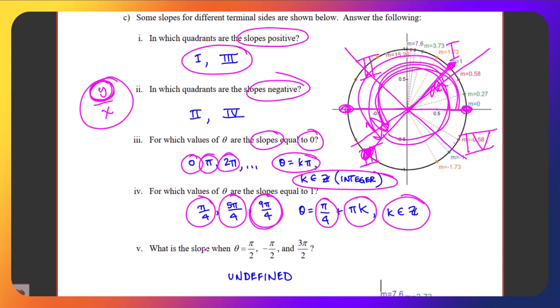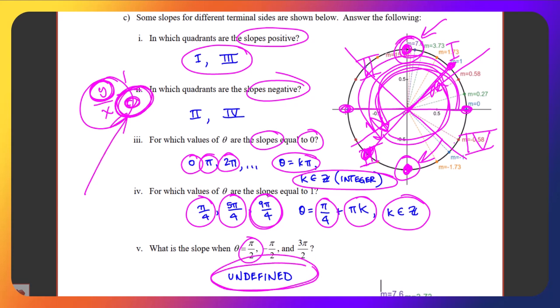The slope for pi over 2, well, that's here, and negative pi over 2, or 3 pi over 2, that's here. Well, in both of those cases, the y value is either 1 or negative 1, but the x value is 0. And when 0 is on the bottom, it is undefined.